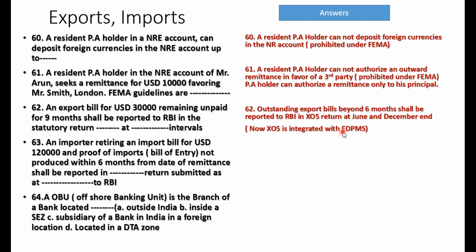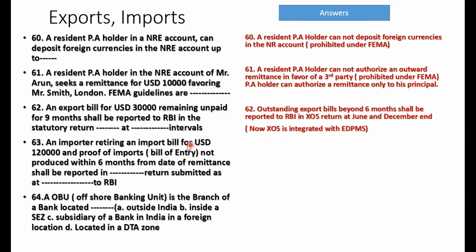It is all integrated with the RBI software. So you remember XOX. XOX is the export outstanding. Now it is incorporated. Any export bill unrealized beyond $25,000 and beyond 6 months will appear in this statement. And the importer return for import bills.